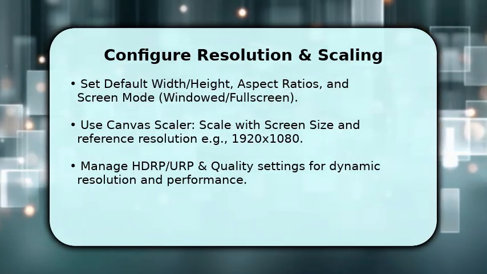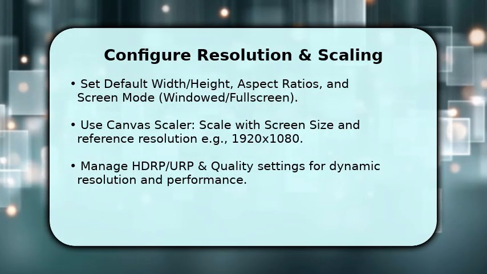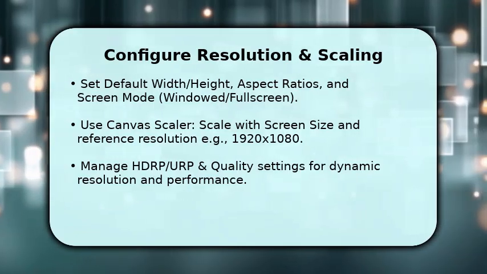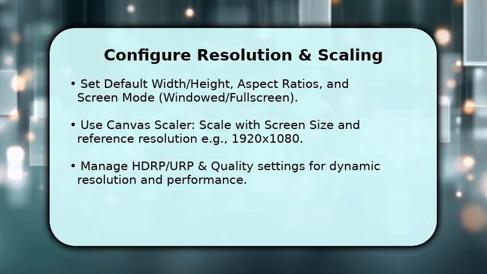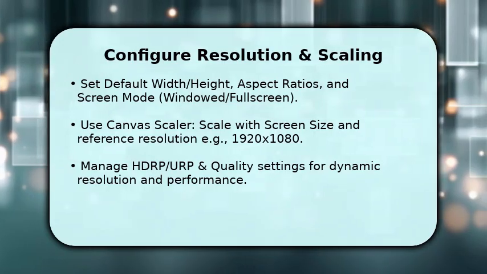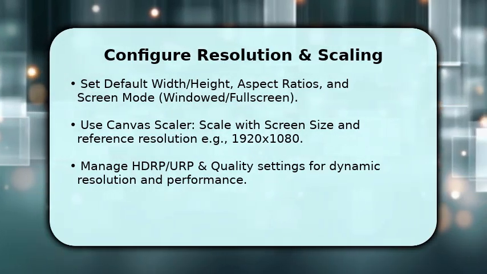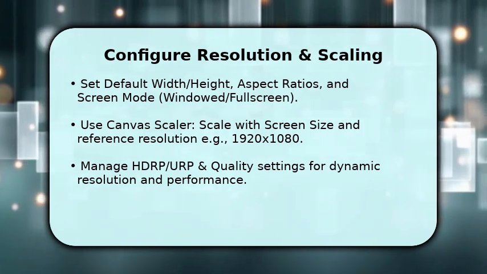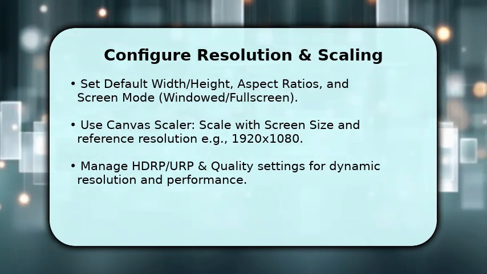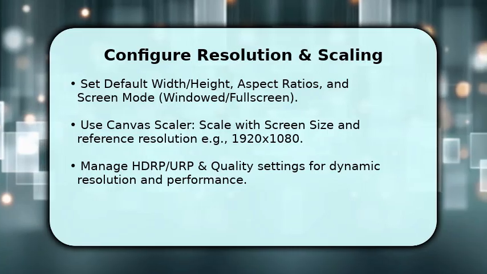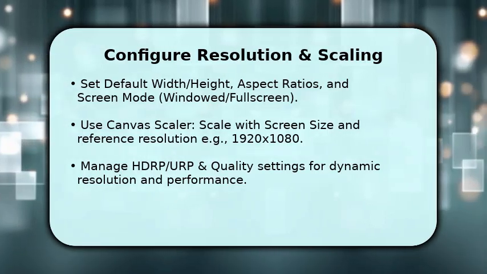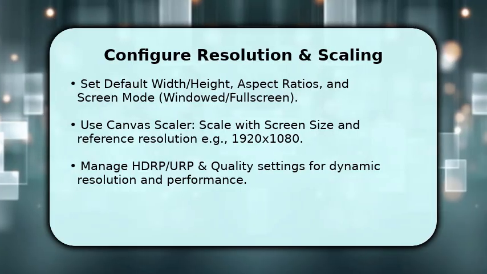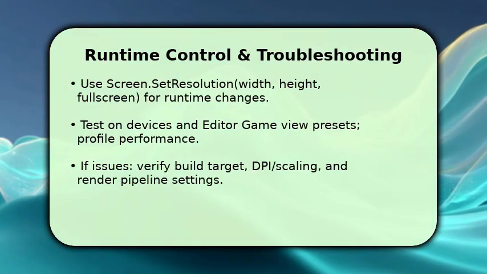Open your canvas, set canvas scaler to scale with screen size, and enter a reference resolution such as 1920 by 1080 so UI scales correctly. Also check quality and pipeline settings, HDRP/URP, to enable dynamic resolution if needed. This balances performance versus visual fidelity. Finally, implement runtime control and verify behavior across devices.